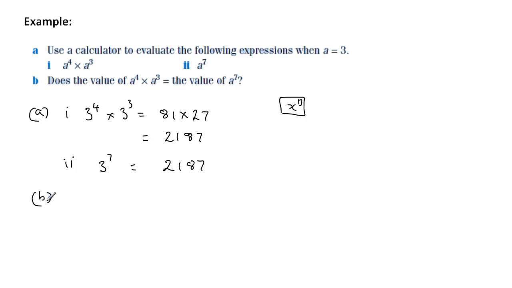Let's look at B now. It says, does the value of a to the 4 times a to the 3 equal the value of a to the 7? Very simple answer. 2187, 2187. So the answer is yes.